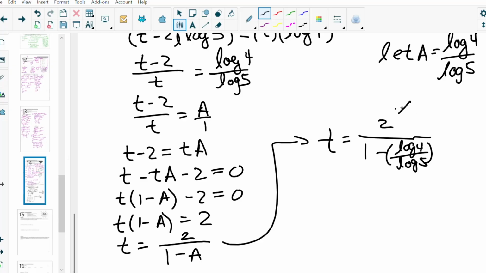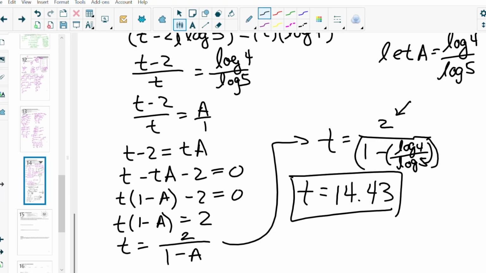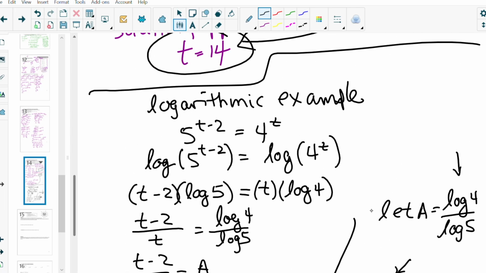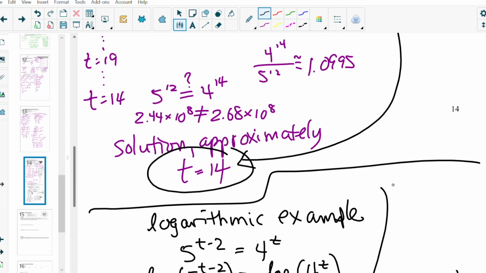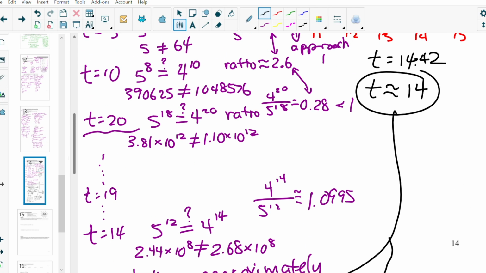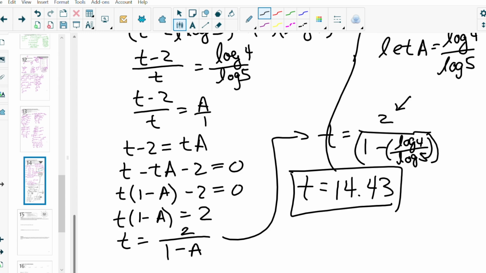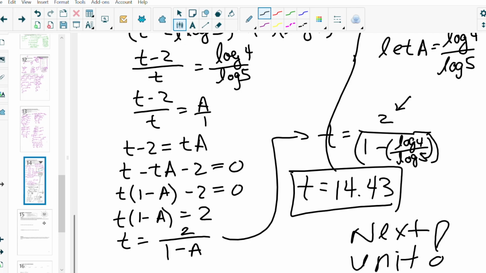You can use your calculator and evaluate 2 divided by this entire denominator, and you'll get a t value, I'm going to round it, of 14.43. And let's take a look. Pretty darn close, right? There we go. That's the beauty of logarithms. Again, this is next unit, so don't worry about it for this unit, but this is just to illustrate there is an algebraic way to solve this.